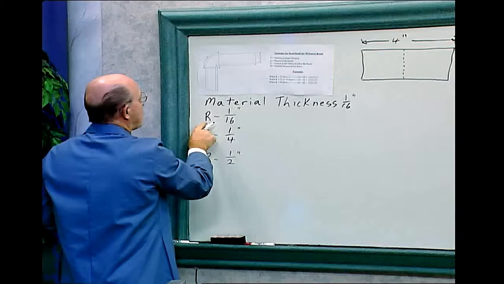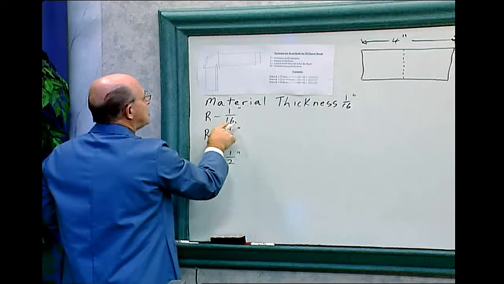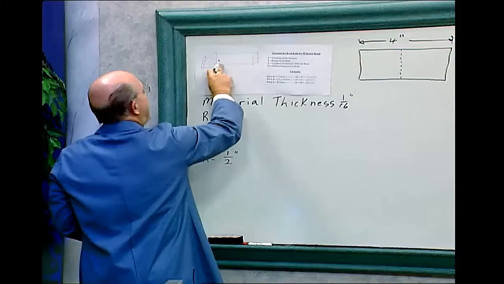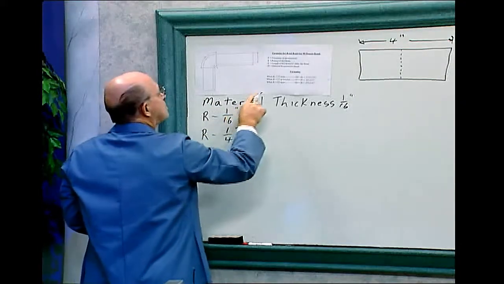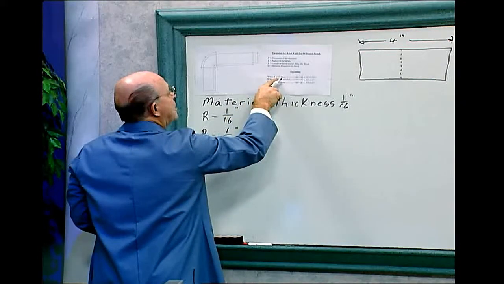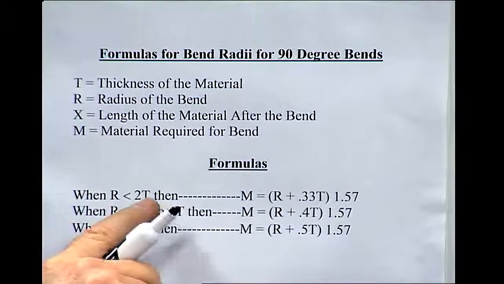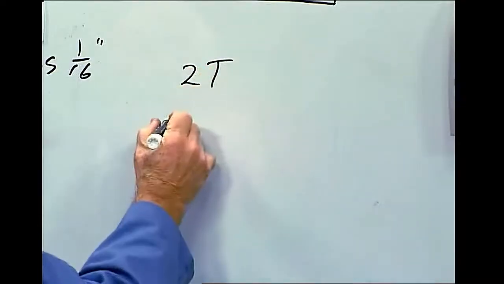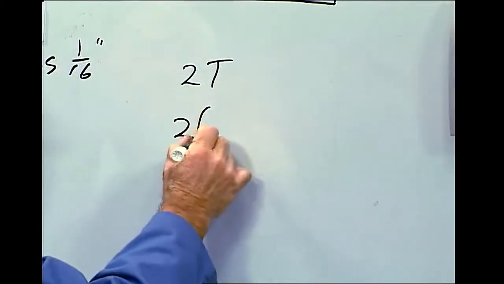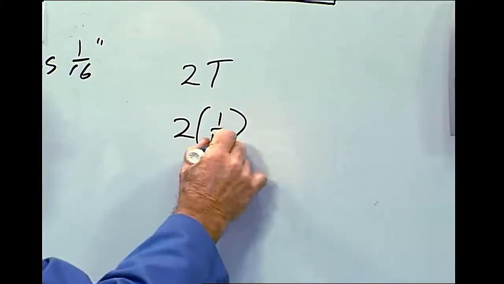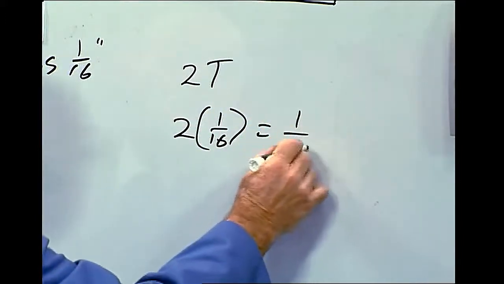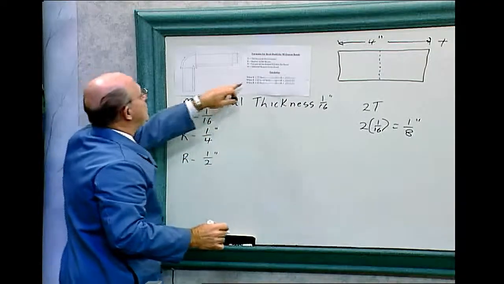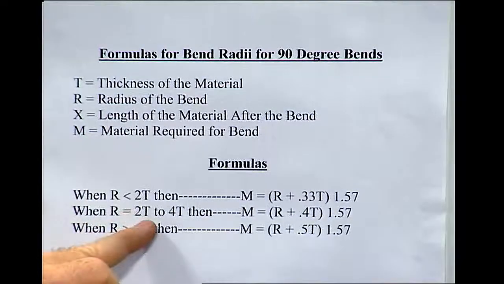Let's look at this one. The radius here is 1/16 of an inch. In other words, we're going to have a 1/16 inside radius on that bend. Now that radius is less than 2 times the thickness. Now the thickness is 1/16, so 2t equals 2 times the thickness, 1/16, and that equals 1/8 of an inch. So since radius here is 1/16 of an inch, it's less than 2t.